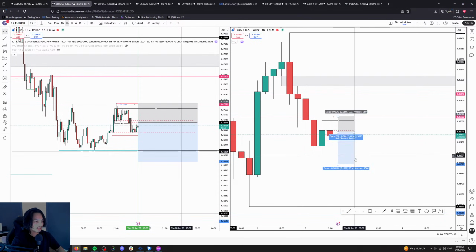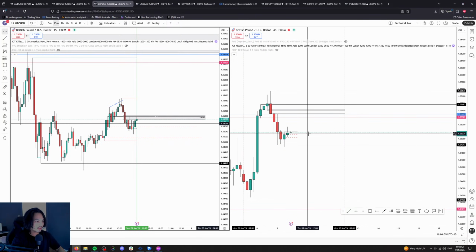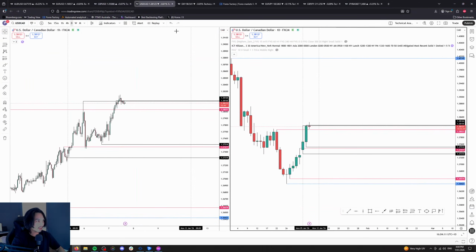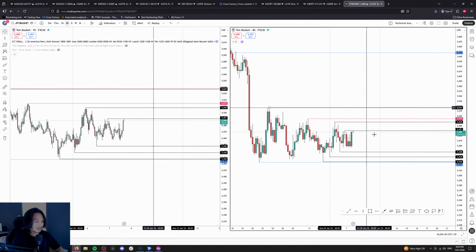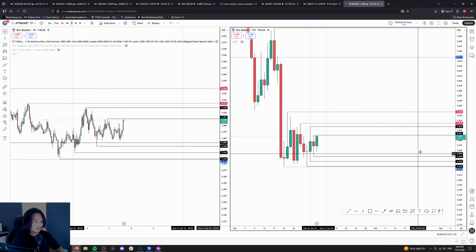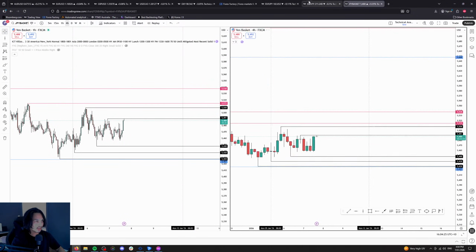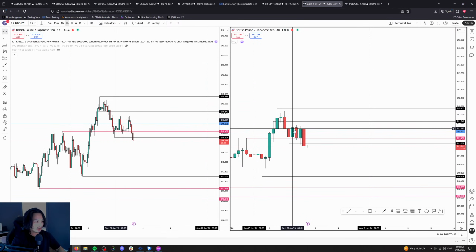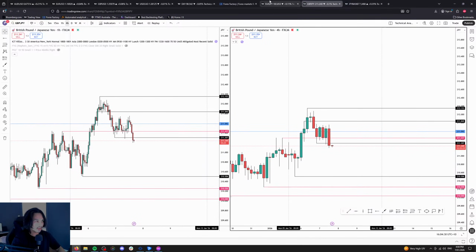So Euro USD looks bearish. Pound USD looks bearish. USD CAD is bullish, so that indicates the USD strength that I was talking about. So not going to trade that either. And then yen looks a bit messy. The daily was bearish, but we're currently pushing bullish, and this is no setup for me to take on Pound JPY.